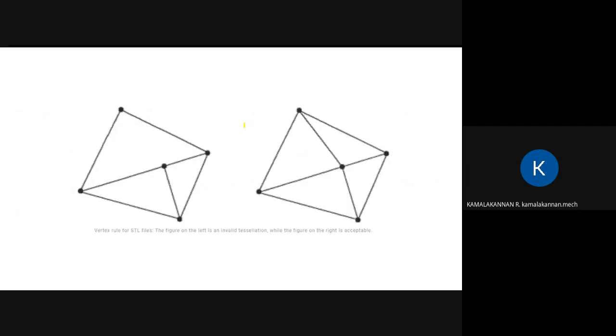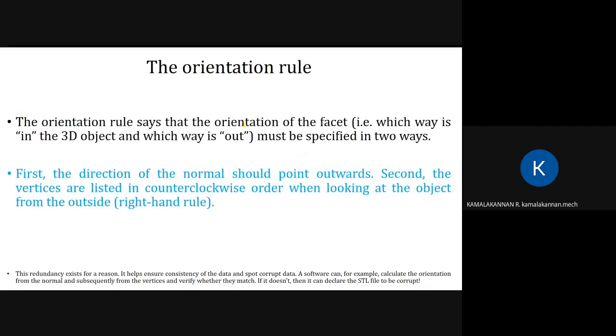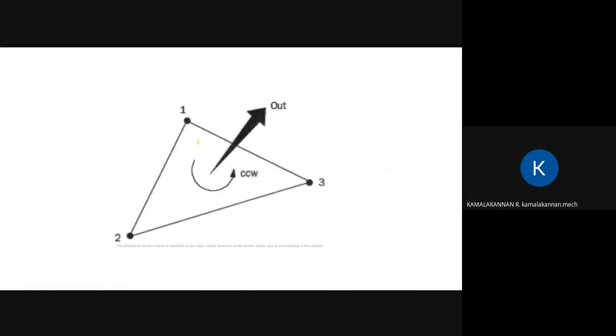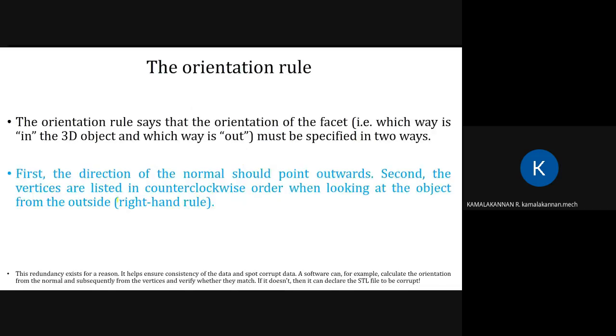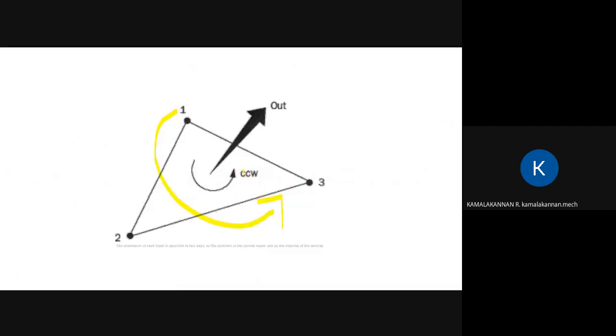Next one is the orientation rule. Orientation rule means the vertex order should always be counterclockwise, and the normal should always point outwards. That is the second rule we'll follow, the orientation rule.